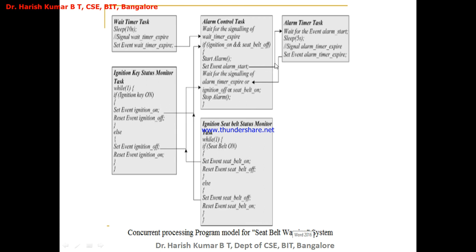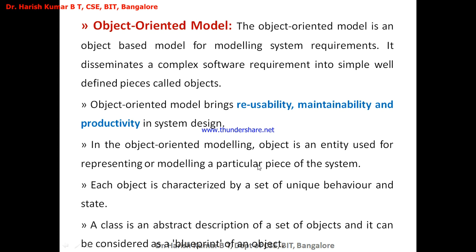So this will trigger the alarm timer task. Wait for the event: alarm start, sleep for 5 seconds like this, and set alarm timer expire. So come here, alarm timer expired, so this. So this is one event triggering the execution of another. That means nothing is happening sequentially here. It is all concurrent execution based on the event triggering.